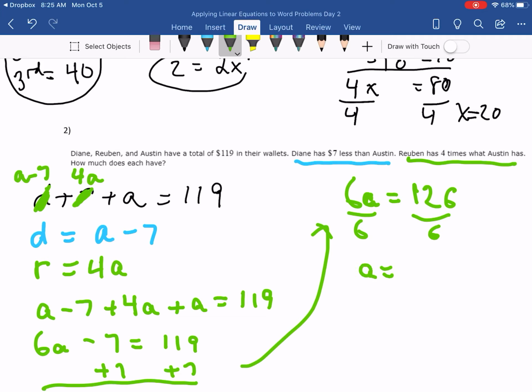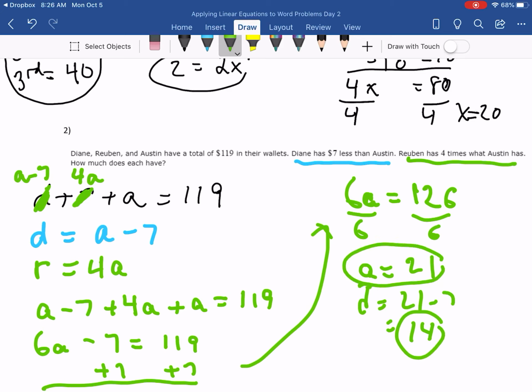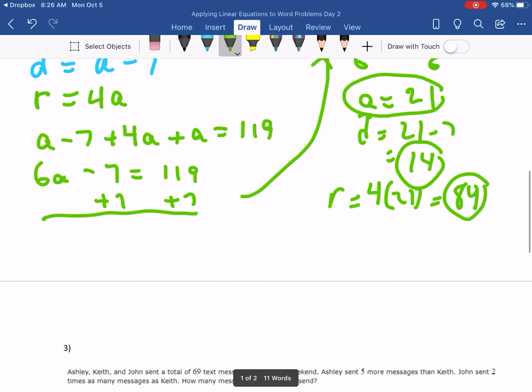So A is 21, so that's Austin has 21. The amount that Diane has is A minus 7, 21 minus 7, 14. And the amount that Ruben has is 4 times A, so that'd be 4 times 21. So Ruben has 84. Okay.